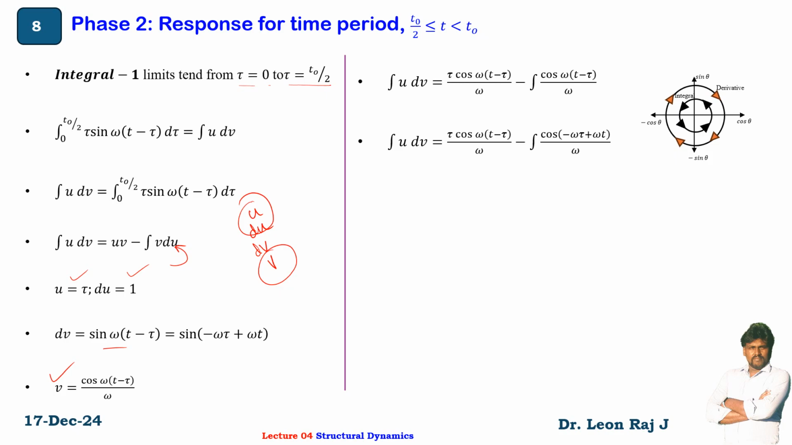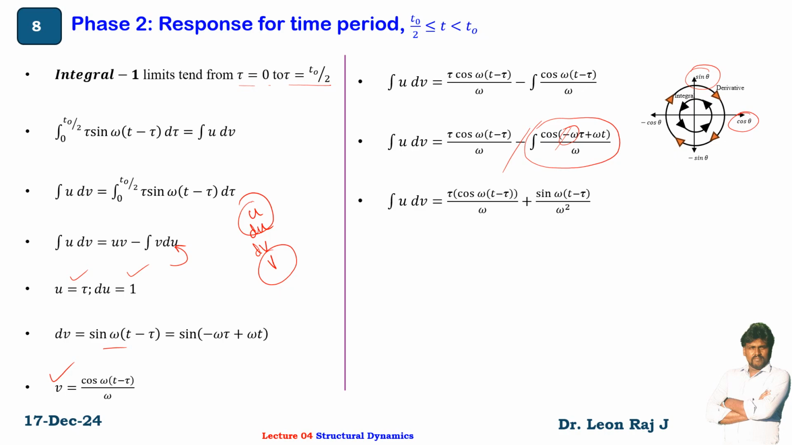You have to integrate this second term, that is the integration of cos(omega t minus omega tau) divided by omega. So you have to integrate the cos, and for that you use the second circle. The second circle shows that the integral of plus cos theta is plus sine theta. Here one minus is there, and minus omega is there, so therefore this minus, this minus and this minus get cancelled. You will get plus sine(omega t minus tau) divided by omega square.